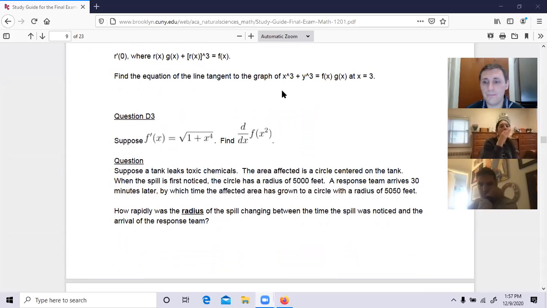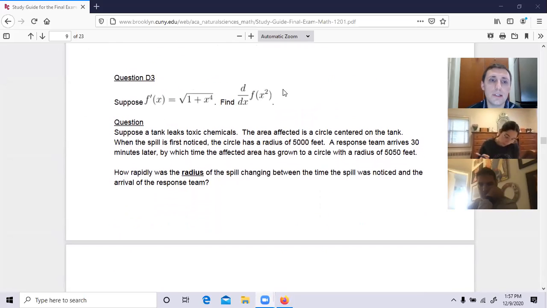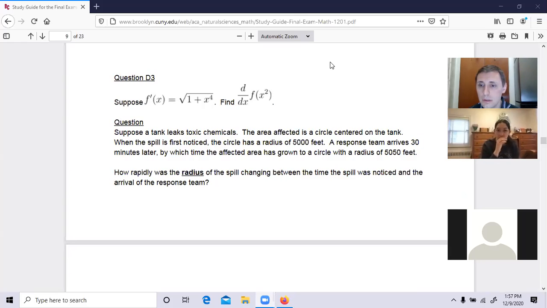All right, question 3. So suppose that the derivative of f is root of 1 plus x to the power of 4. Your goal is to find the derivative of f of x squared. Professor, is this an integral problem? No, you have to find the derivative of f of x squared. You just need the derivative. You know that the derivative of f is root of 1 plus x to the 4. So this section, it's D. You see, D3, it's all derivative questions. Okay, thank you.